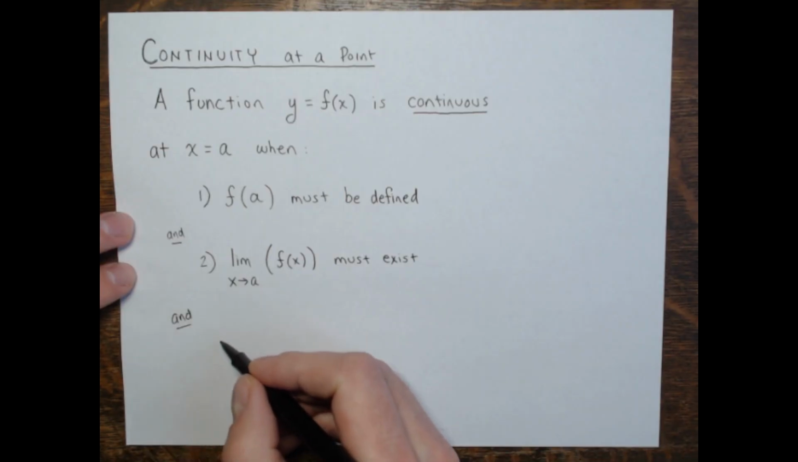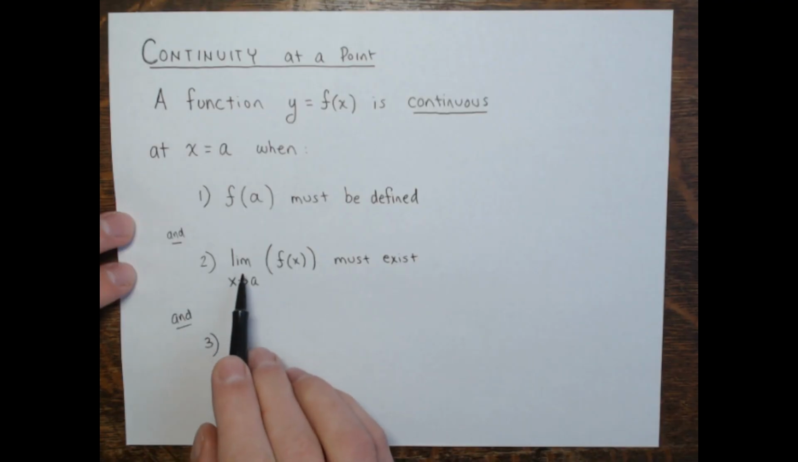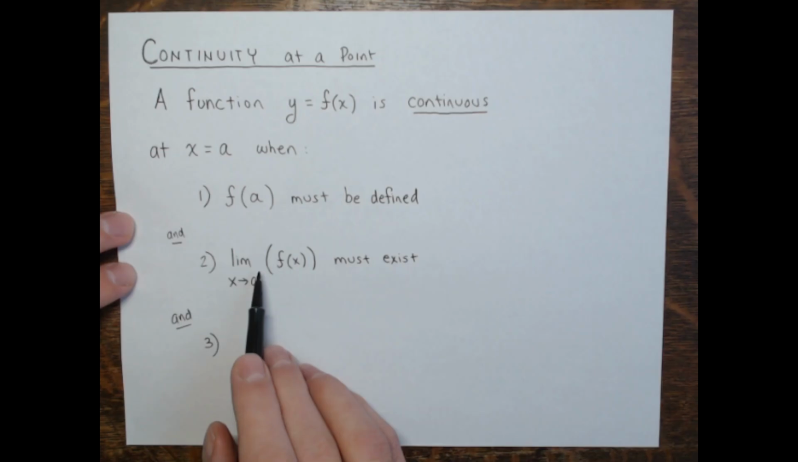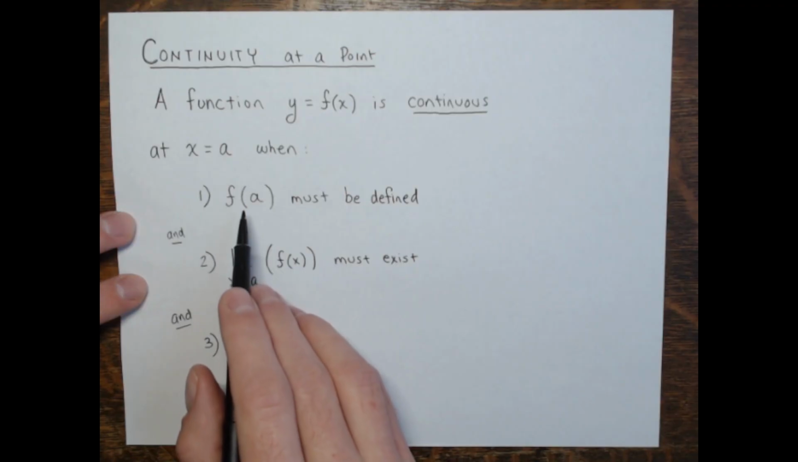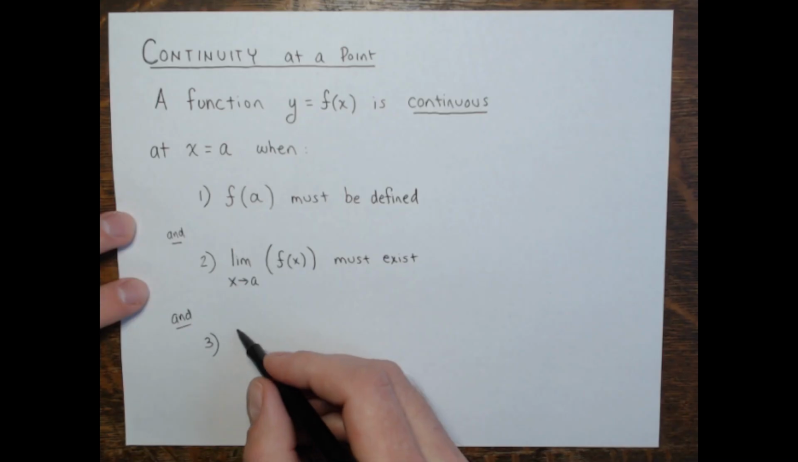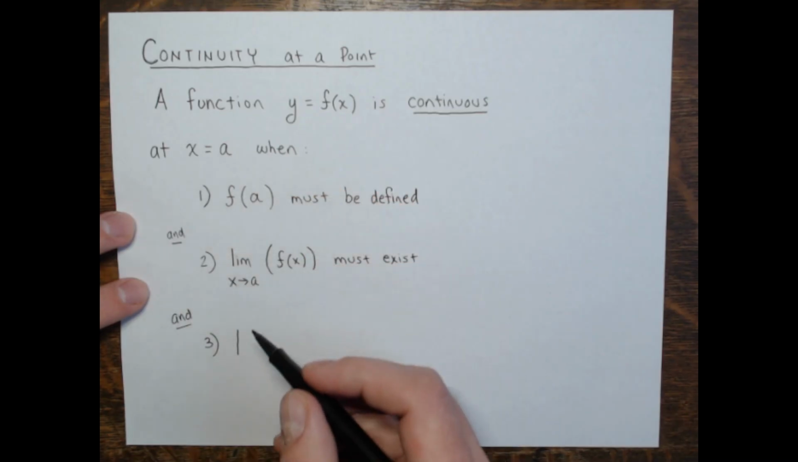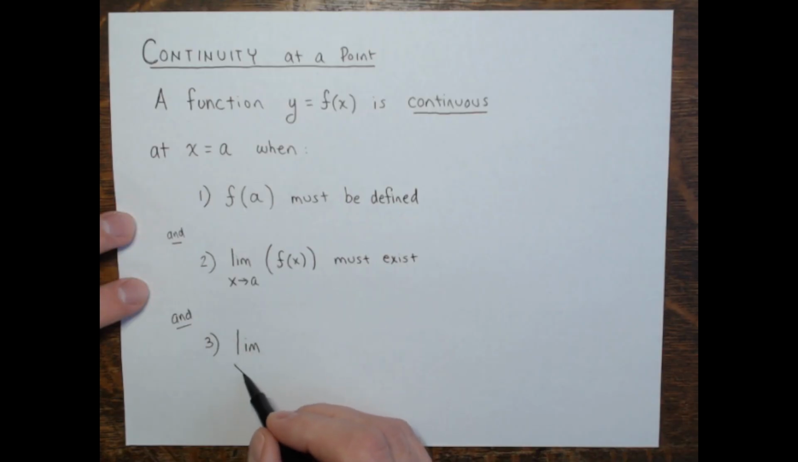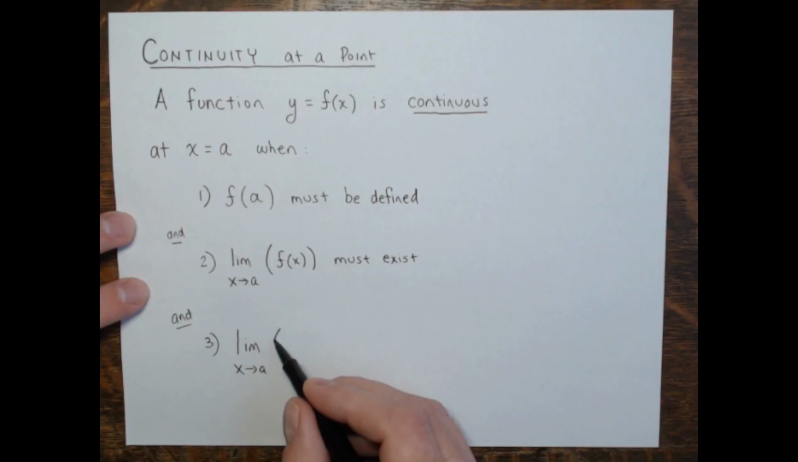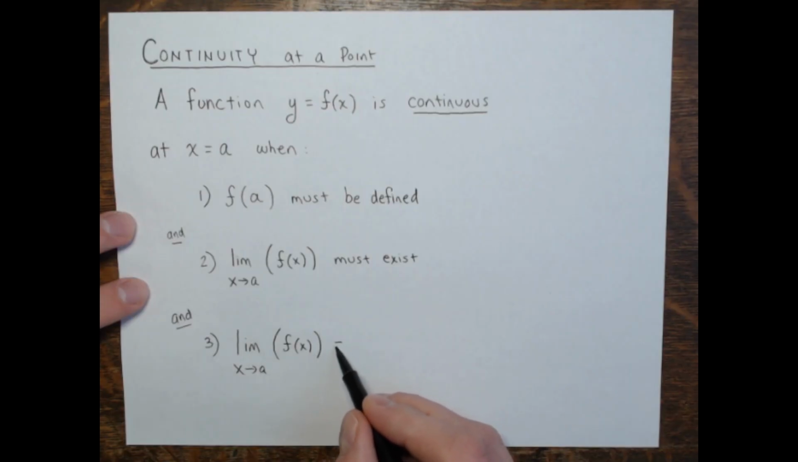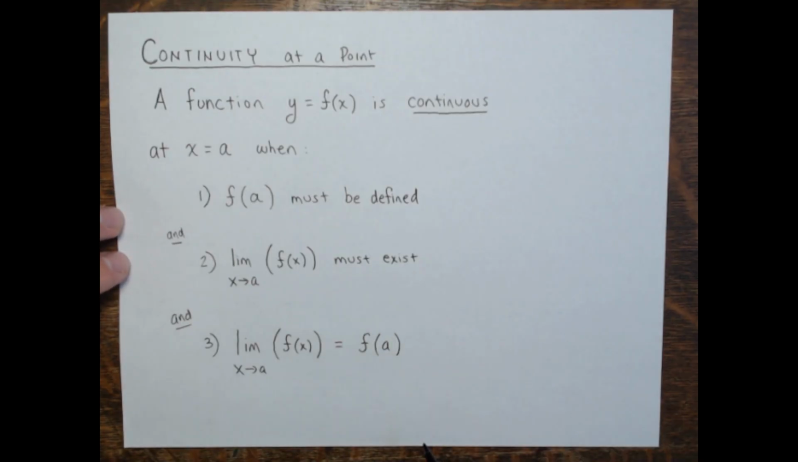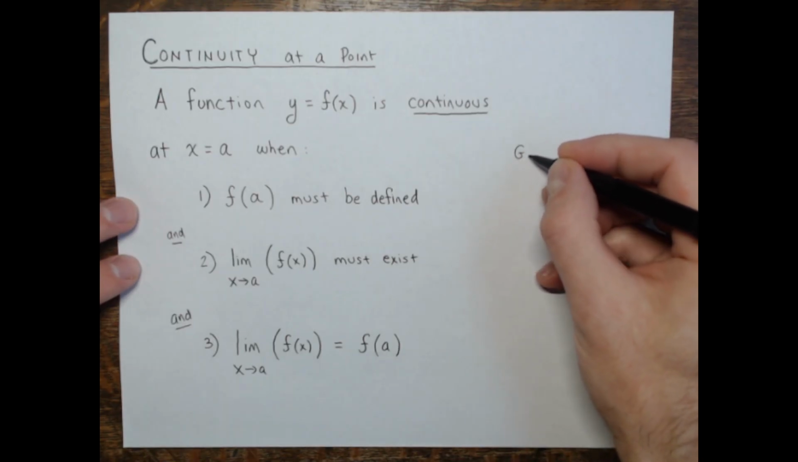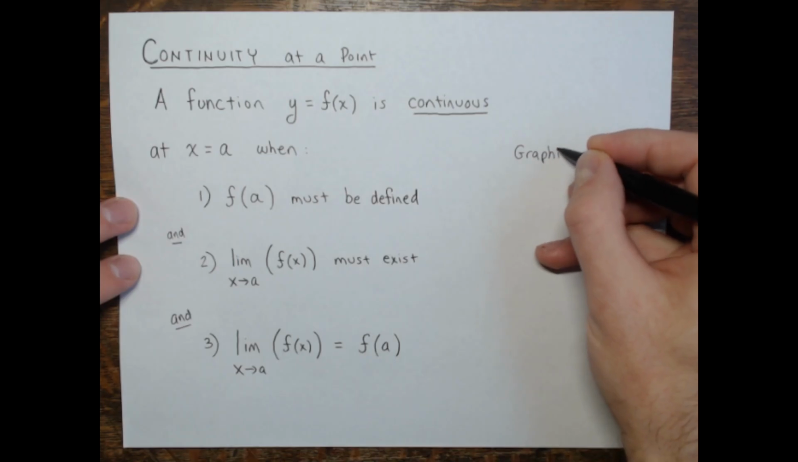And finally, the third condition is that the limit as x approaches a of the function is the same as the value of the function at x equals a. So these two are equal: the limit as x approaches a of the function is equivalent to the value of the function at a itself. Graphically speaking, here's what's happening.